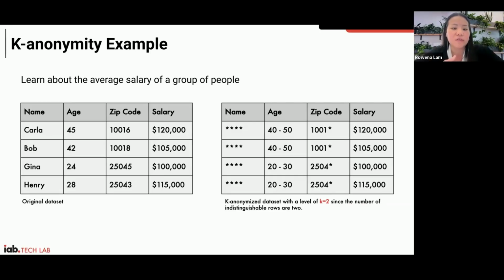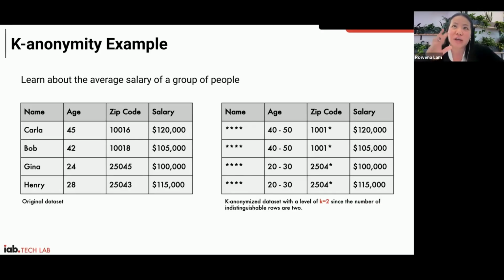Even though we've applied that transformation, you can still learn things from this data set, but without the ability to isolate any individual, right? So you can still do things like calculate the average salary, which is the primary goal of this example.